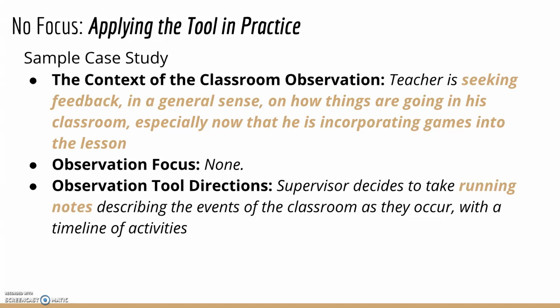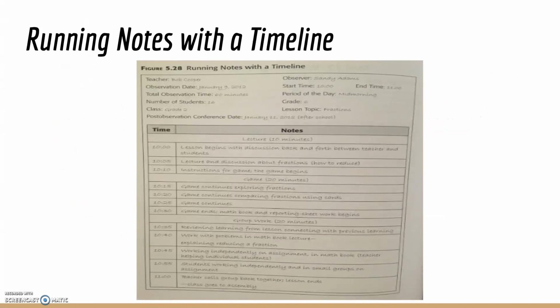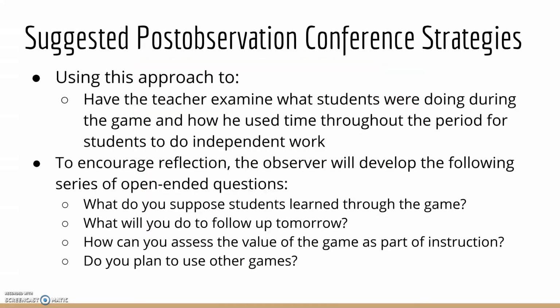There is no observation focus, and the observation tool being used is taking running notes, which describe the events of the classroom as they occur with a timeline of activities. As you can see, Figure 5.2a provides running notes with a timeline, where the lecture that took place for 10 minutes is at the beginning of the observation, and 5-minute increments after that, describing everything that is going on in the classroom. The suggested post-observation conference strategies include having the teacher examine what students were doing during the game and how he used time throughout the period for students to do independent work.